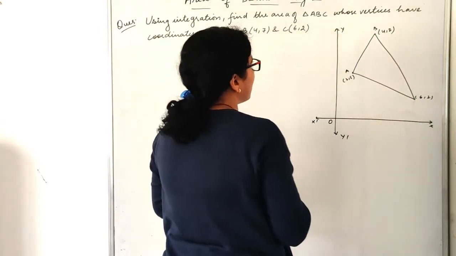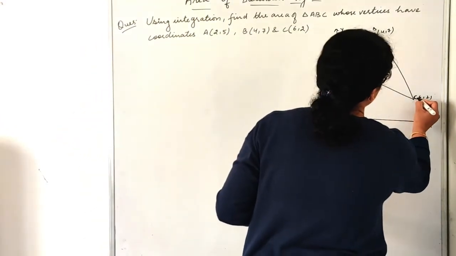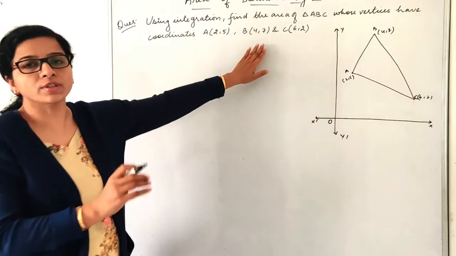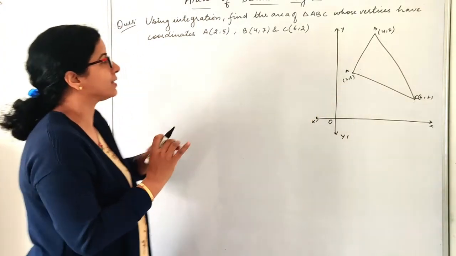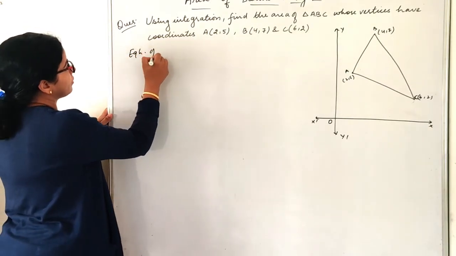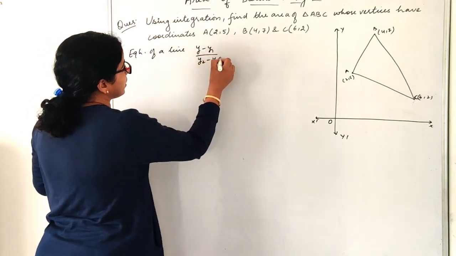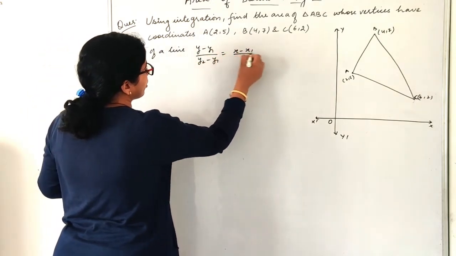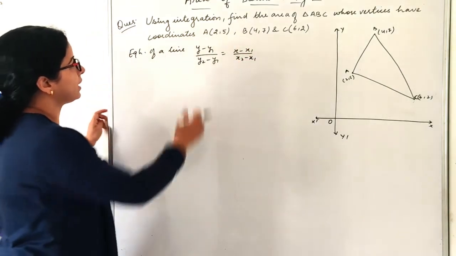Right. Now we have to find the area of this triangle. So look here. In that case, first we have to find the equation of the sides AB, BC and AC. So how do we find the equation of a line? Equation of a line: (y minus y1) upon (y2 minus y1) equals (x minus x1) upon (x2 minus x1). So we are using this formula to find the equation of a line.